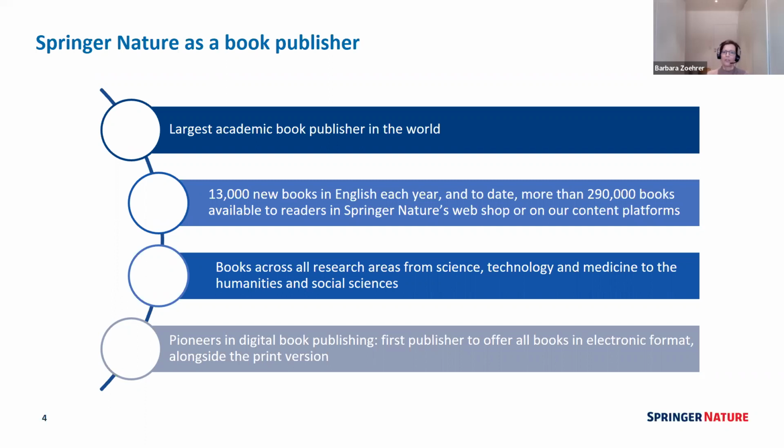We publish books across all research areas, STM, humanities, and social sciences, and Springer is also a pioneer in digital book publishing. So we were the first publisher to offer books in all formats, in electronic and print formats published simultaneously for each book.